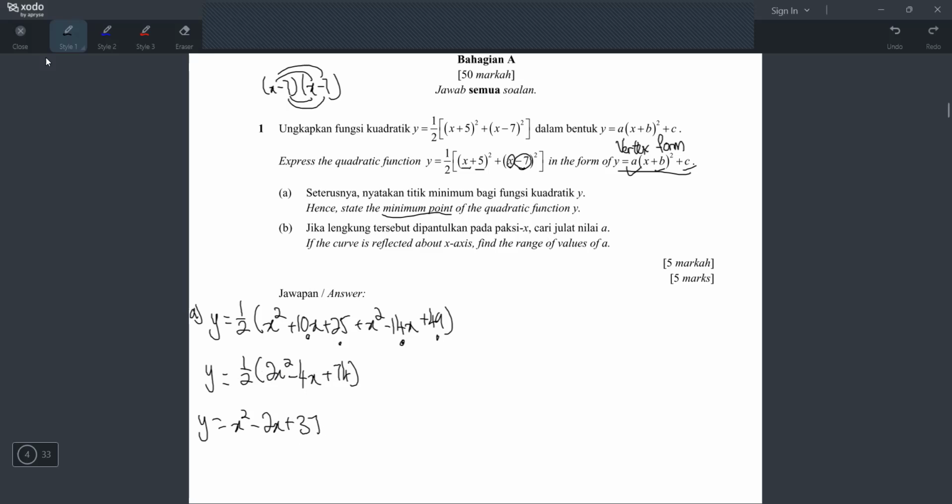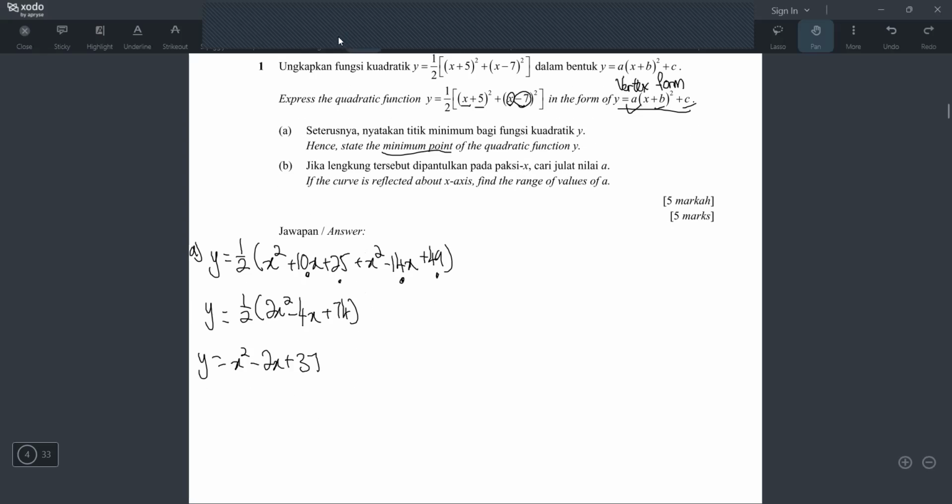Now we can try to change to vertex form. And the method to do it is by using completing the square. Okay, before doing completing the square, you have to make sure the A is +1. This question, the A is already +1. So I don't have to factorize anything, I don't have to divide anything. I will straight away do completing the square, which is I will take x squared minus 2x. I will leave an empty space plus 37 and then leave some empty space here.